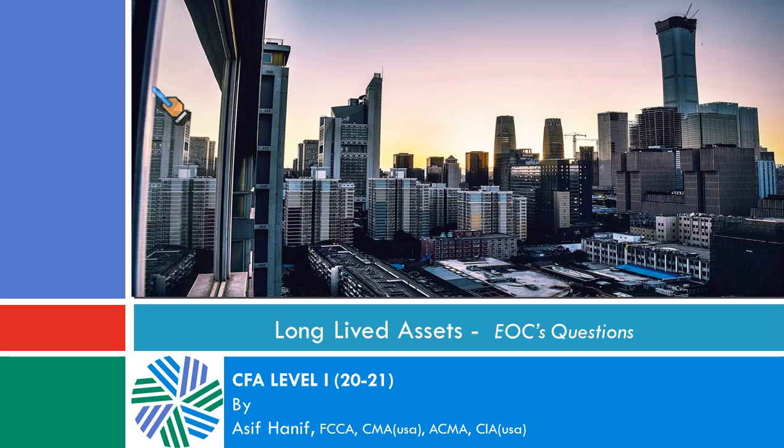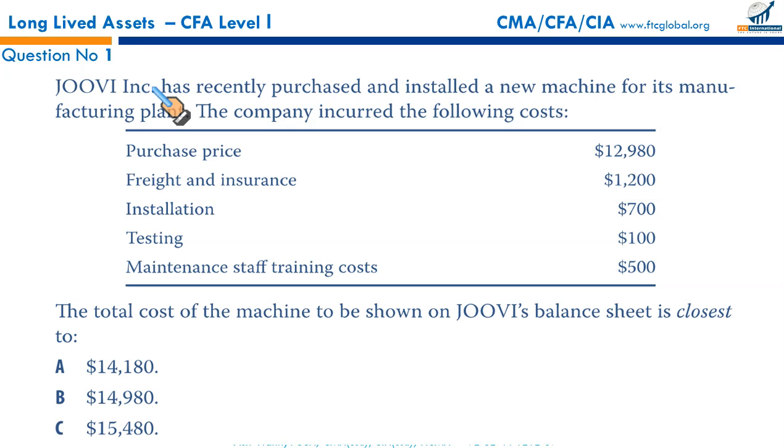Long-lived assets, end of chapter questions. Question number 1. Jovi Incorporated has recently purchased and installed a new machine for its manufacturing plant. The company incurred the following costs: purchase price, freight and insurance, installation, testing, and maintenance staff training cost. The total cost of the machine to be shown on Jovi's balance sheet is closest to what?